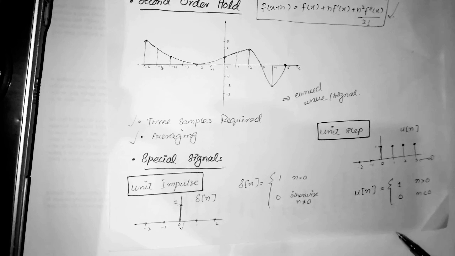Unit step signal. Unit step signal gives us value 1 for all the samples greater than or equal to 0 and value 0 for all the samples less than 0.